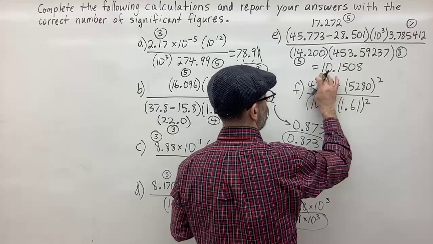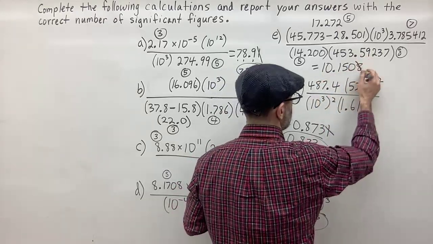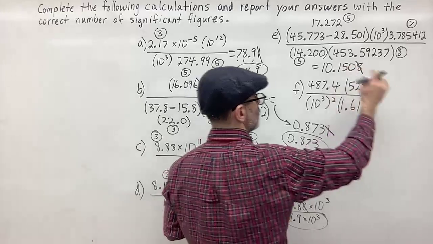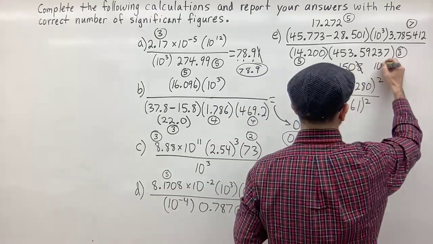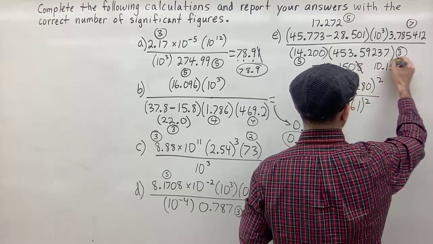So our answer should only have 5 sig figs. So we can keep 1, 2, 3, 4, and 5. We're going to drop the 8. Because this is 5 or higher, we're going to round that to a 1. So our final answer is 10.151.